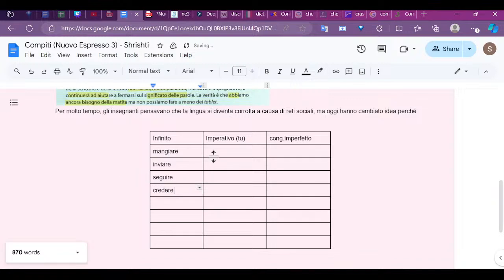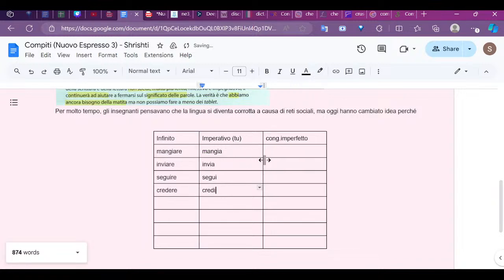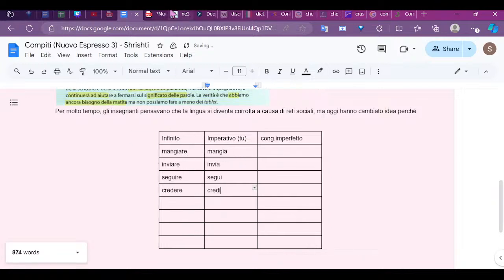Okay, let's try this. So imperative form is just removing the ending: mangia. I'm just guesstimating. I'm going to check, of course. Segui. It can't be crede. Creda? Credi? Credi. This one I'm not sure. The ARE verbs are so easy, no? But this one is a little bit tricky. That's okay, we'll check. We have a handy tool here.